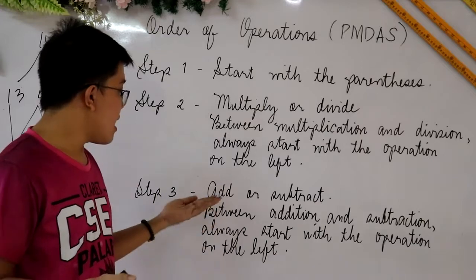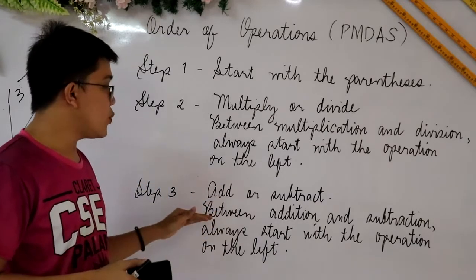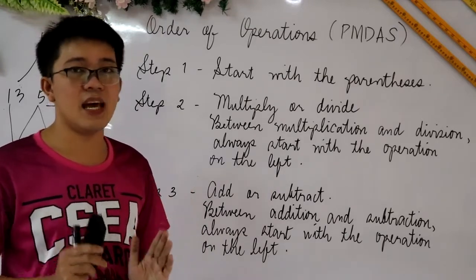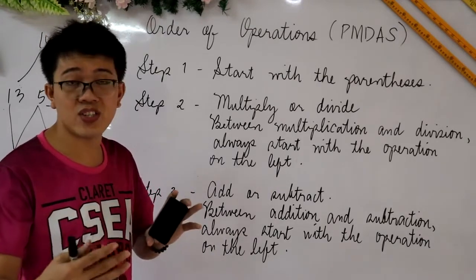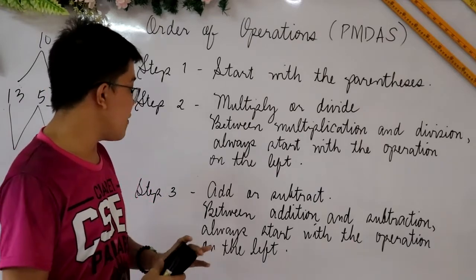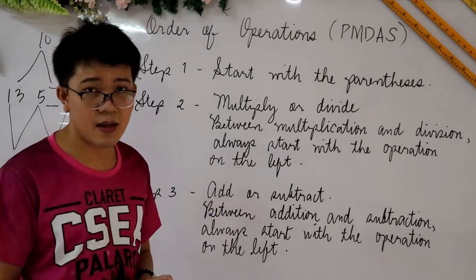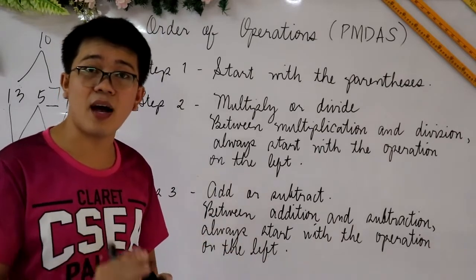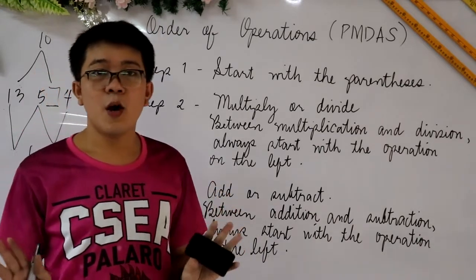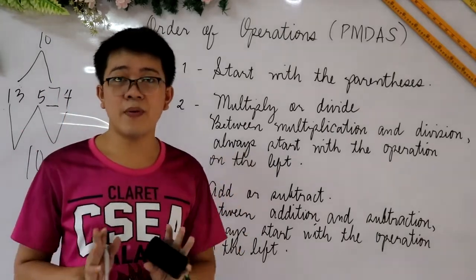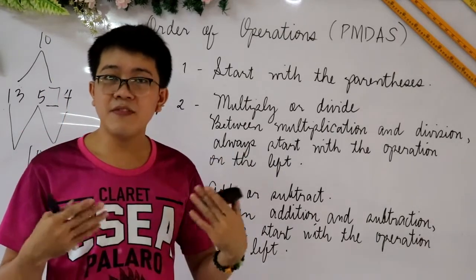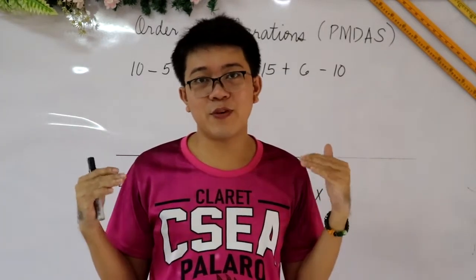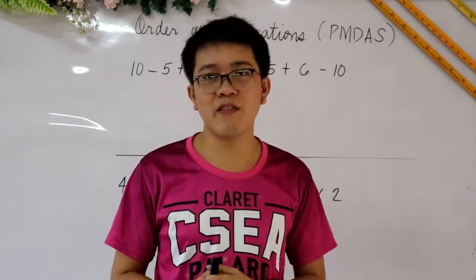Step 3, add or subtract. Between the addition and subtraction, always start with the operation on the left. It depends on whichever comes first. If addition comes first, then you add. But if a subtraction comes first before addition, then you subtract. Now to understand more on the correct order of operations or PMDAS, I will give you some examples. Now I have here a set of examples for you to understand more on the correct order of operations.